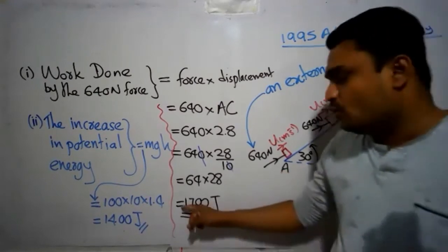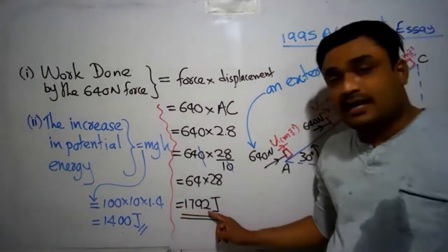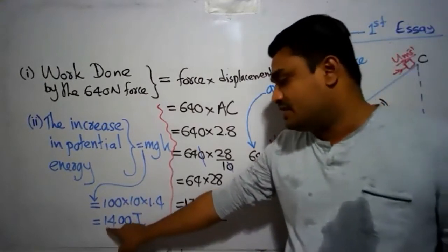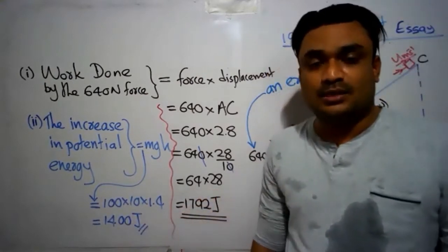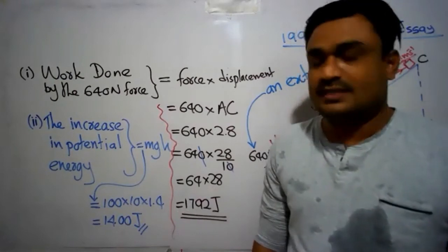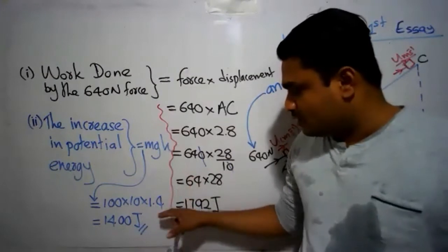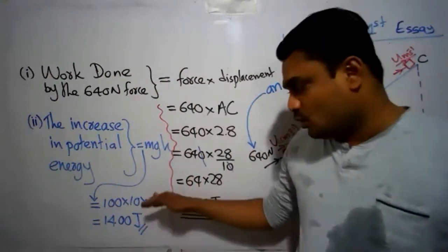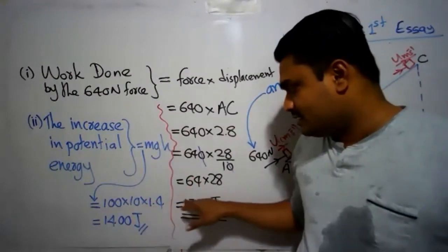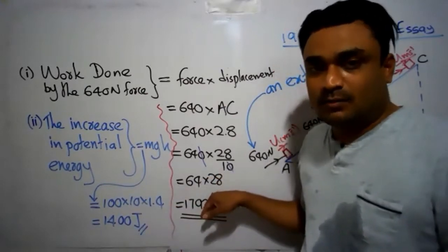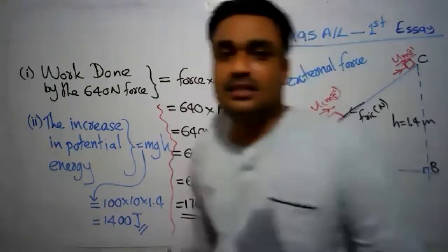We had done a work of 1792 joules, but the increase in potential energy of the object is 1400 joules. Why is that? What is the reason for it? The increase in energy is smaller than the amount of work that we had done on the box.